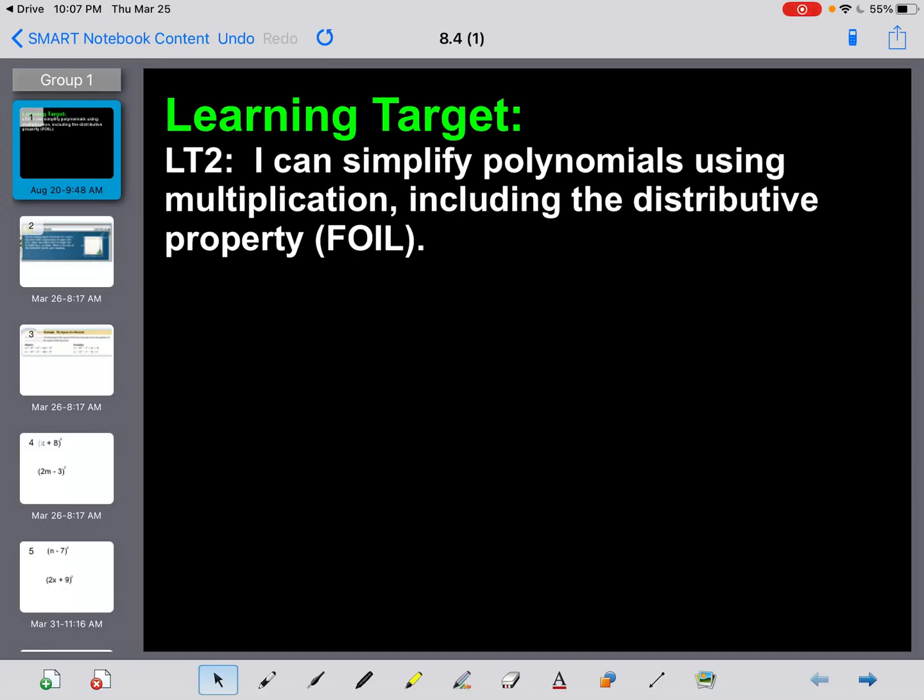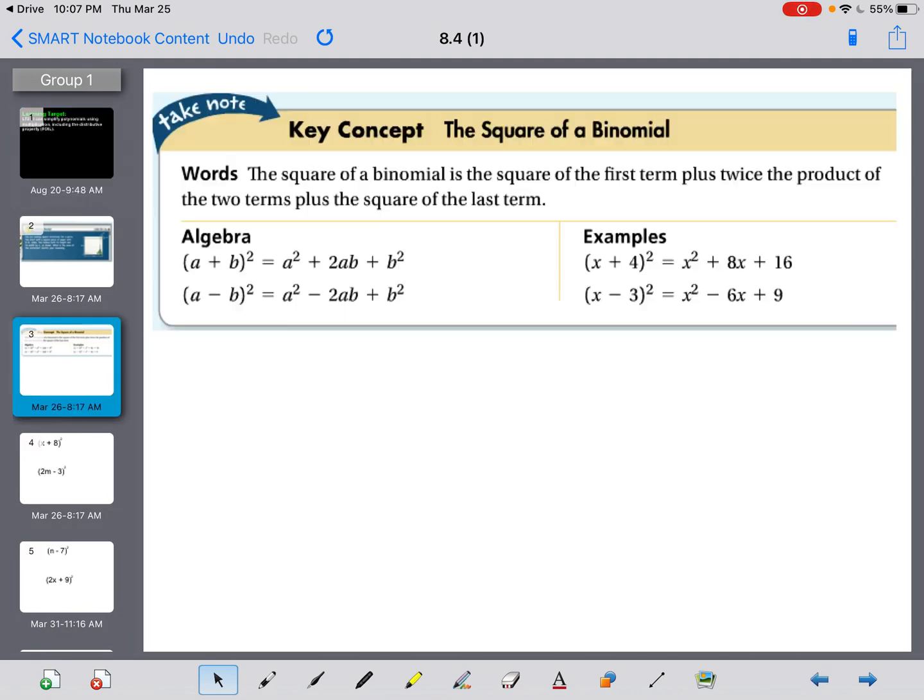Chapter 8, Section 4 is about multiplying polynomials, but special cases. Same learning target as the past couple days. We still want you to be able to simplify polynomials using multiplication, including that distributive property that we call FOIL. Okay, so the first special case for today is finding the square of a binomial.